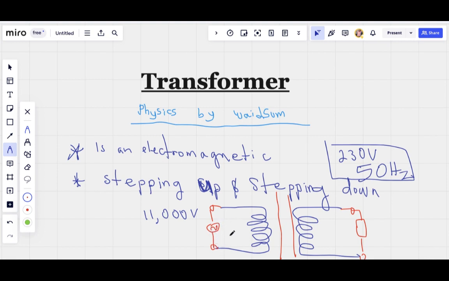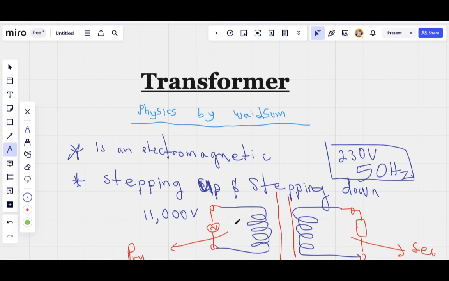So this side is the primary. This is my primary side of the transformer. So for primary, I just write PRY, and this side is my secondary side of the transformer. Secondary, I write SEC.